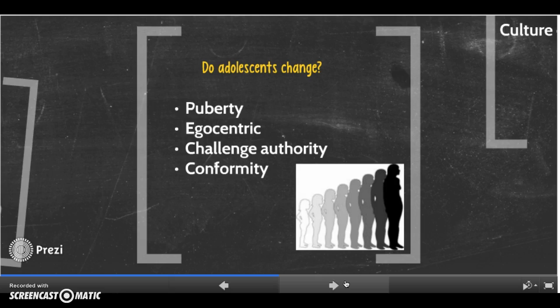Do adolescents change? The adolescent period of your life is a huge time of change. You go through puberty, you become egocentric, you challenge authority, and all you want to do is conform to your peers. So, at this age, the students are all maturing at varying rates, and some are early maturers while others are late bloomers. Students at this age are also very self-conscious about how they look, and there is an increase in height, weight, and the appearance of acne. While all these physical changes are happening to young adolescents, they are experiencing social changes as well.